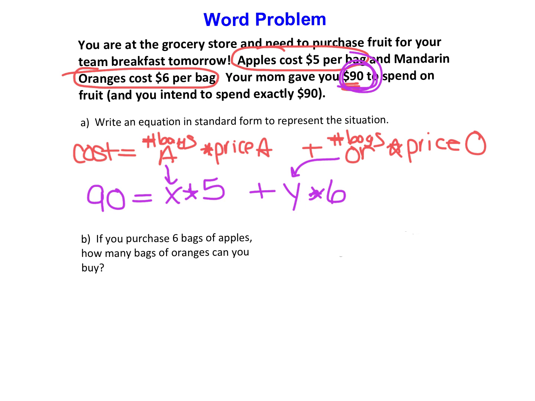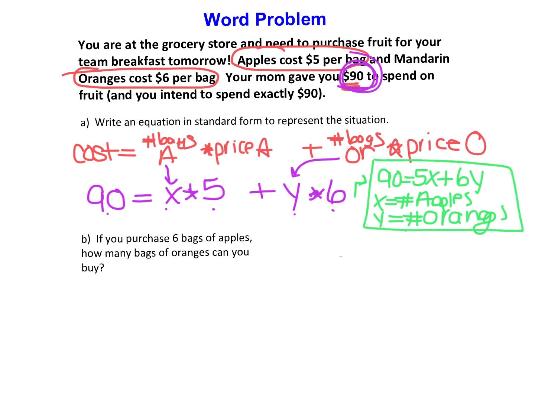So you can see here you take your cost and it's calculated by number of bags of apples times the price of apples plus number of bags of oranges times the price of oranges. Now typically when students write this, they will write the variable second. So our equation would be 90 is equal to 5x plus 6y, with x equaling the number of bags of apples and y equaling the number of bags of oranges.